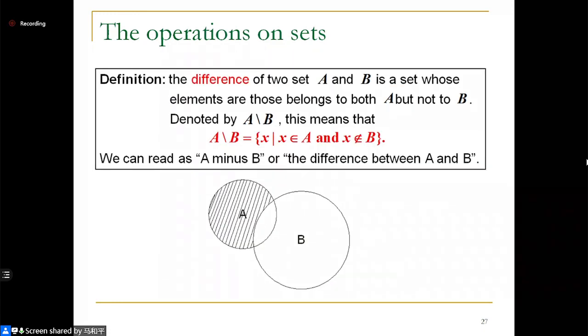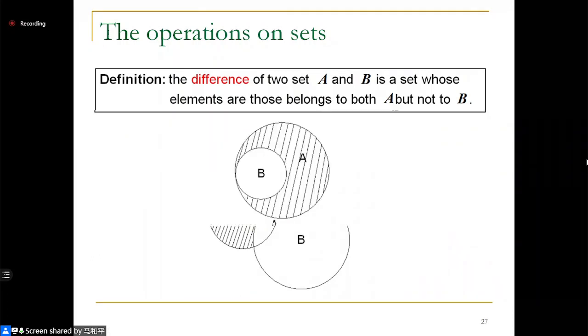And then we learn the difference of two sets. The difference of A and B is a set whose elements are those that belong to A but not to B. We write it like this. This means x belongs to A and x does not belong to B. We can read it as A minus B, or the difference between A and B. We always say A minus B. Here x belongs to A, and x does not belong to B, so we should remove this part, or exclude this part. So this is the shaded part.